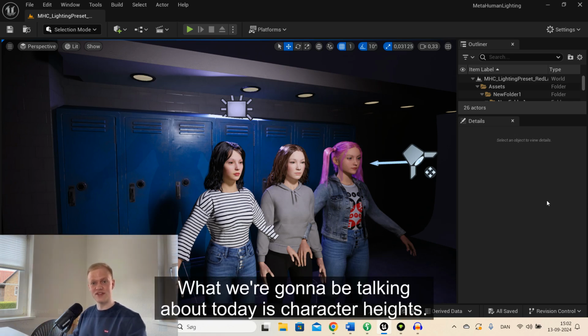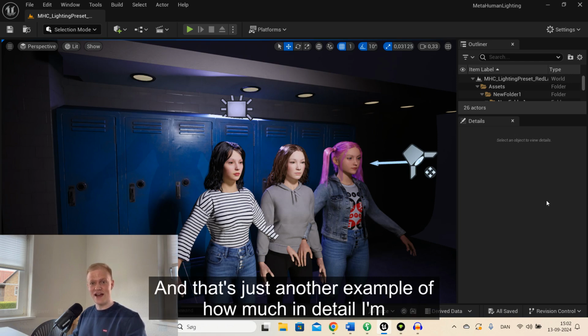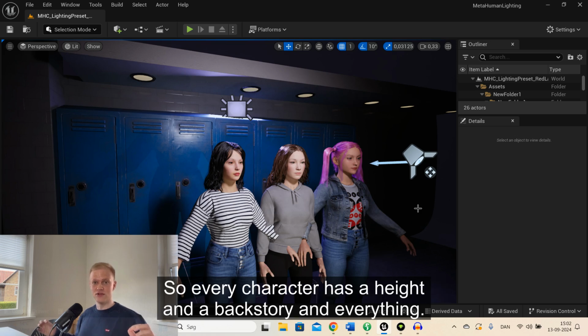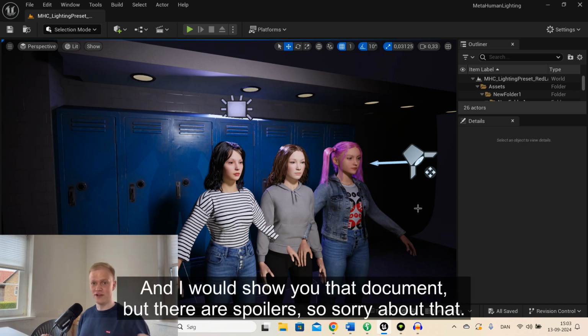What we're going to be talking about today is character heights, and that's just another example of how much detail I'm going into with these characters. I have a story bible where I have detailed character descriptions. So every character has a height and a backstory and everything. And I would show you that document, but they're spoilers, so sorry about that.